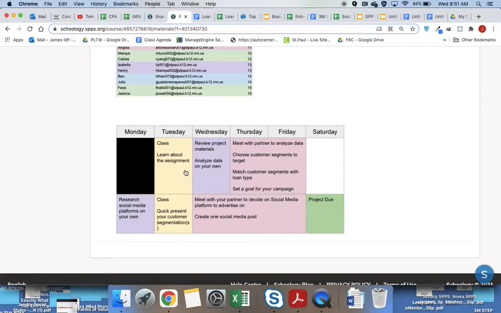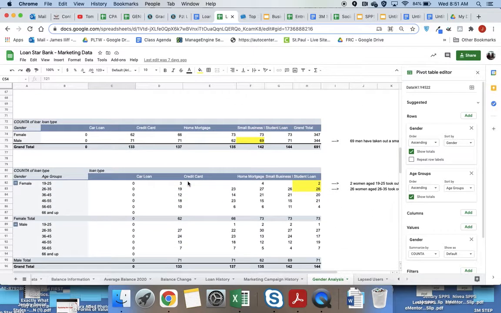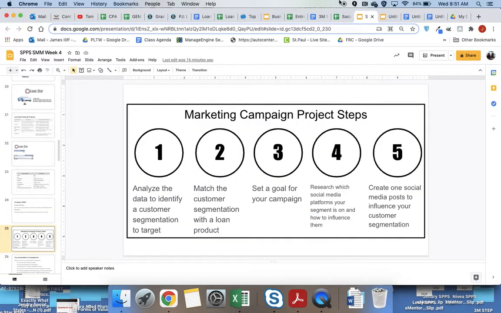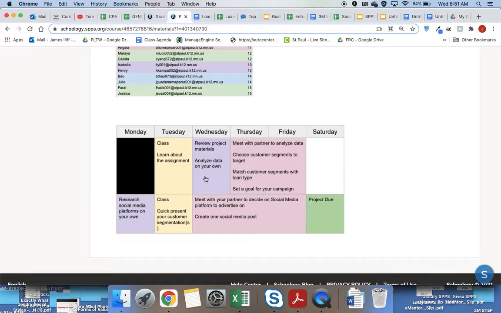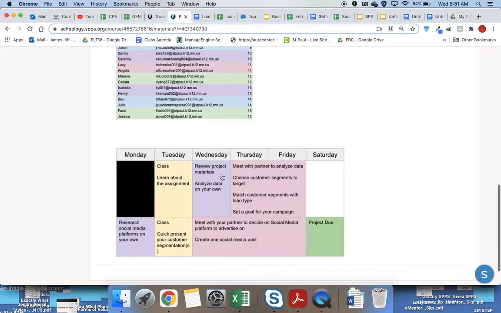Okay, and then here is the schedule that I'm wanting you to follow. So yesterday was Tuesday, today is Wednesday. What I want you to do today is review the project materials and analyze the data on your own. So I want you to come out here and analyze this data on your own. So do that on your own, and then also reach out to your partner and set up a meeting for Thursday and Friday.